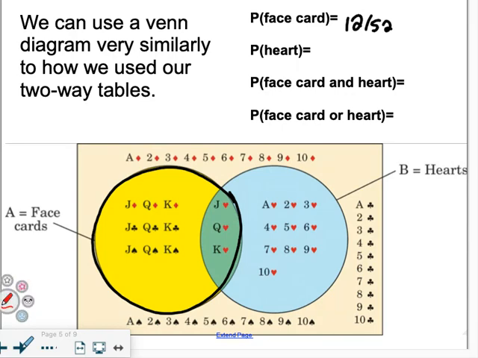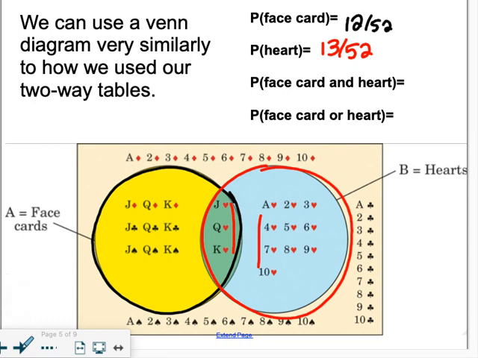Okay, now our next one is asking for the probability of a heart. In this case, I'd take everything added up in that circle, which would be 13. These 10, sorry, plus these 3. And now notice these questions, this is where it makes it a little easier for us. Probability of a face card and a heart? For this one, we're just focused on what's in the middle here. And so in this case, it's 3 out of 52.